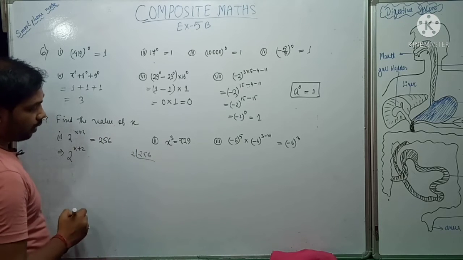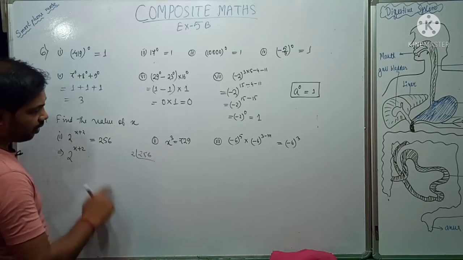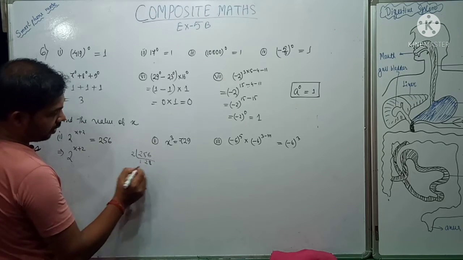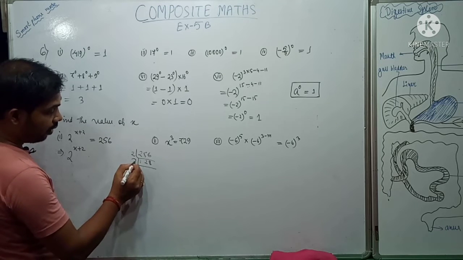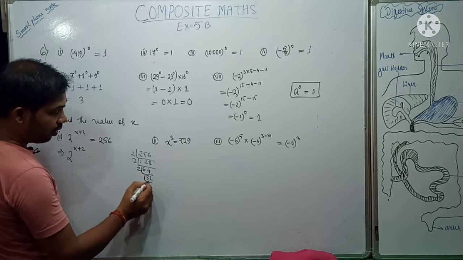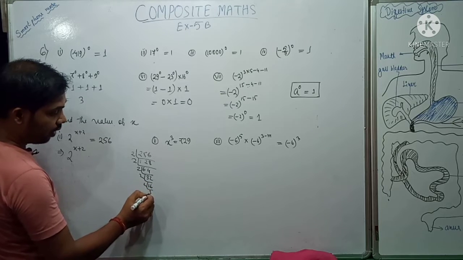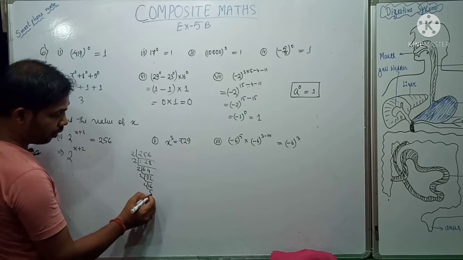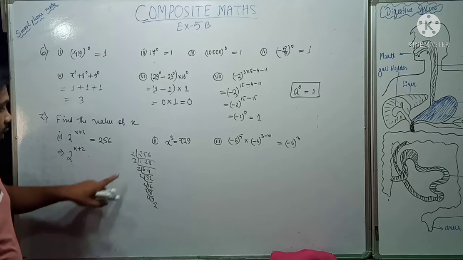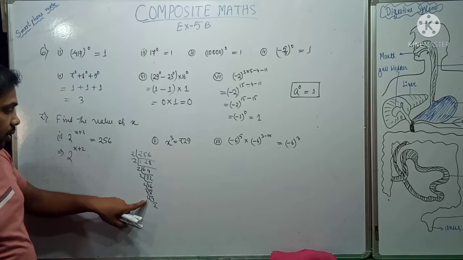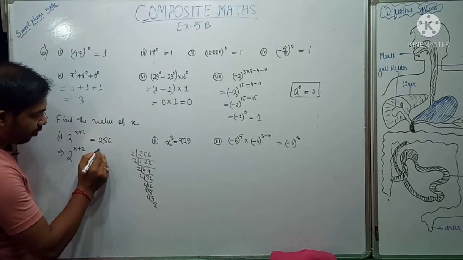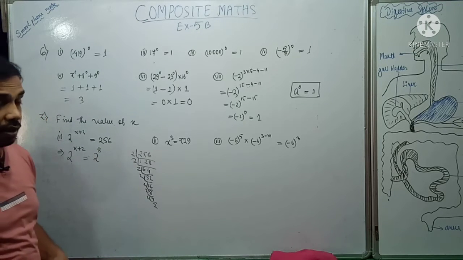Since it is an even number, it will be divisible by 2. So 2 1s are 2, 2 2s are 4, 2 8s are 16. Okay, it is divisible by 2. Again you see, 2 6s are 12, 2 4s are 8, okay, it is also divisible. 2 8s are 16, 2 4s are 8, 2 2s are 4. How many times 2? So you can write 1 2 3 4 5 6 7 8 times 2. We can write like this also, 2 power 8. Yes, you can write like this.